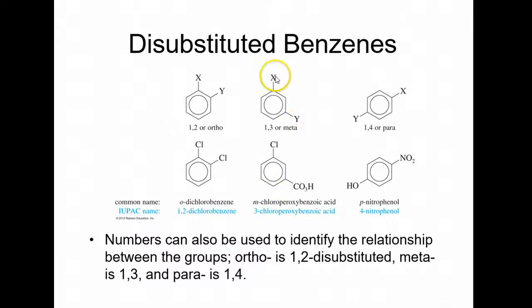If you have 1,3, it's called meta. These are meta to each other. In this case, notice this is my common compound from the last slide, benzoic acid, but it has a chlorine on it. So the parent name is benzoic acid, but at the meta position, or the 3 position, always assuming this is 1, 2, 3, you would say meta-chloro. Oh, it's actually a peroxy. Sorry, I didn't notice that 3 there.